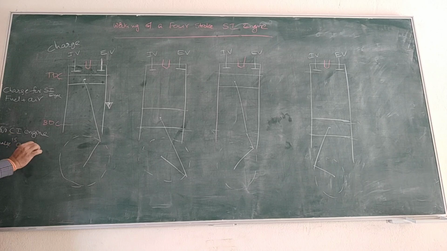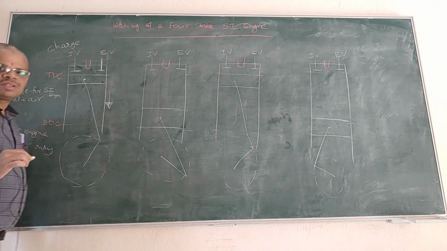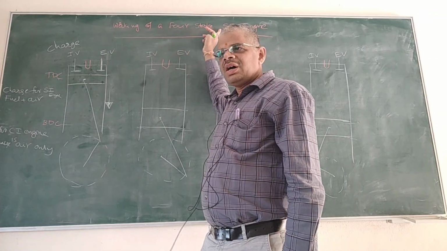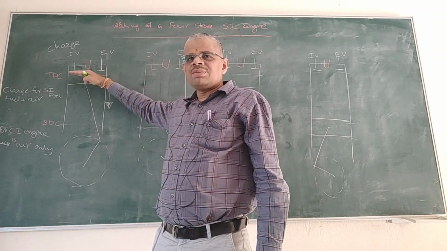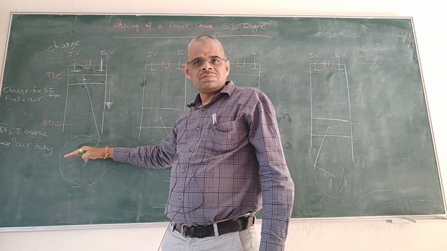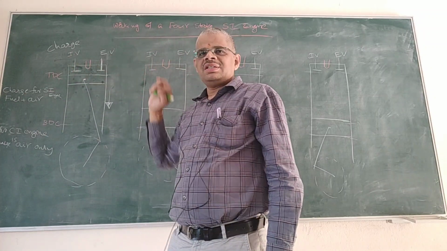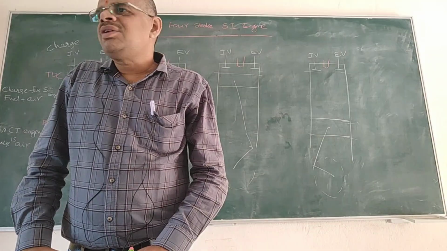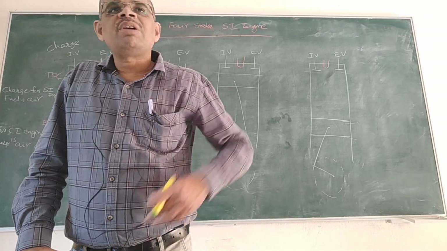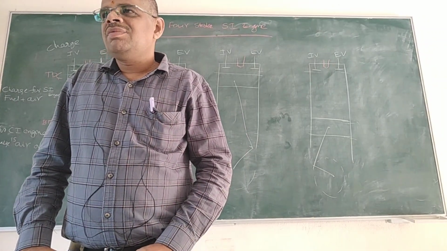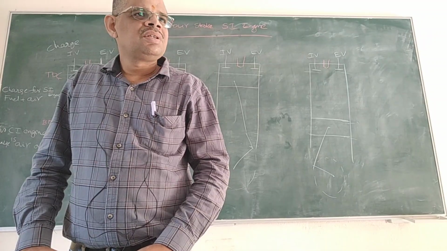Charge is air only. So what does it mean? In case of a 4-stroke spark ignition engine, when the piston moves downwards, air plus fuel mixture will enter into the cylinder. Where do you get it from? For that purpose, there is a device called a carburetor. Have you heard this word?